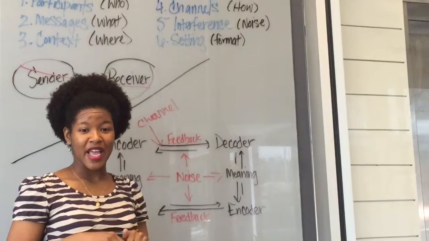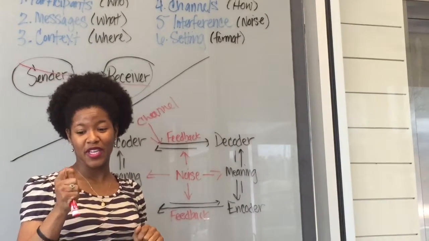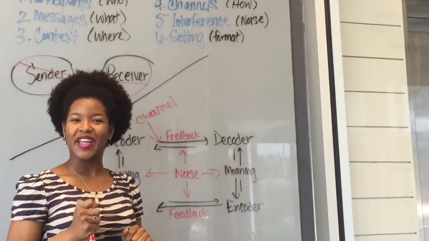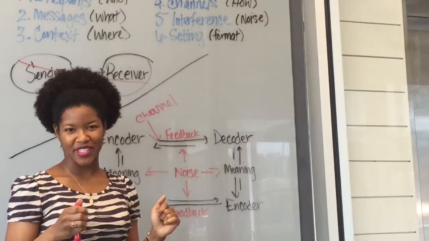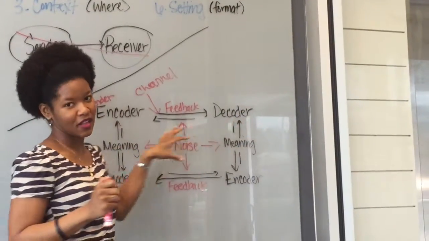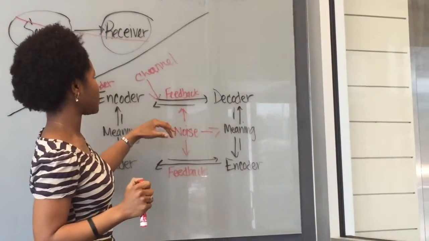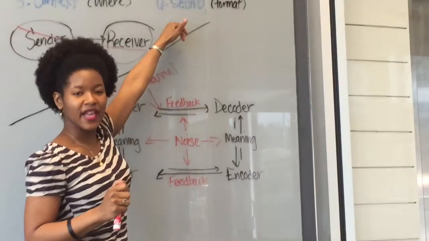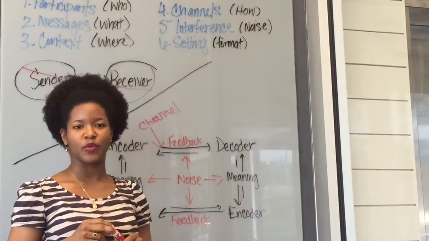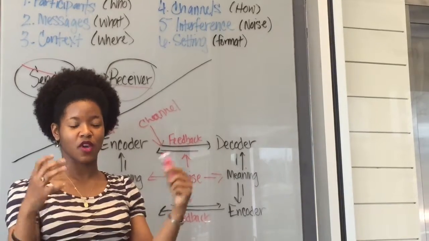If you are like me and you're sitting in a classroom and someone is doing the whole clickety-click with their pen, that is a physical noise, right? That is something that is distracting you from the dialogue that's going on, okay? And then settings is simply just referring to how many people you are talking with.